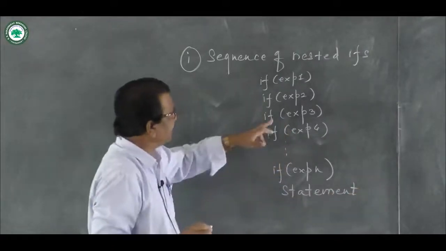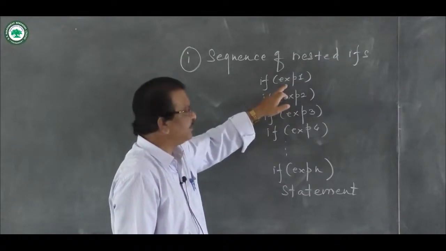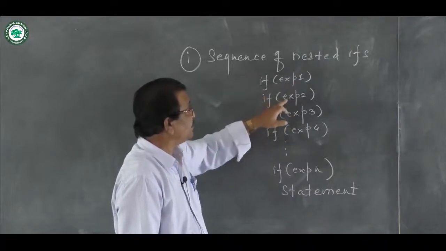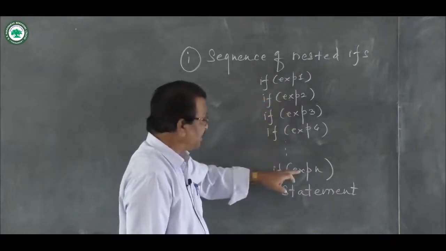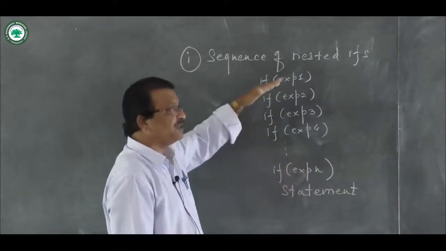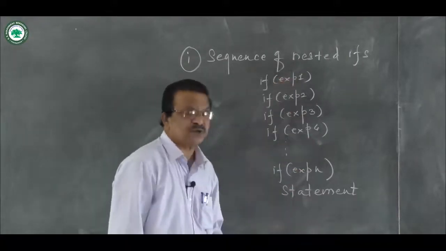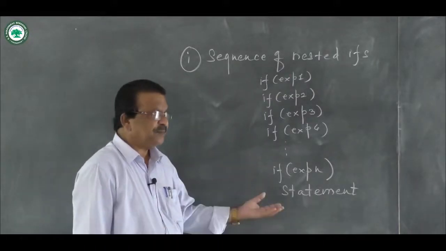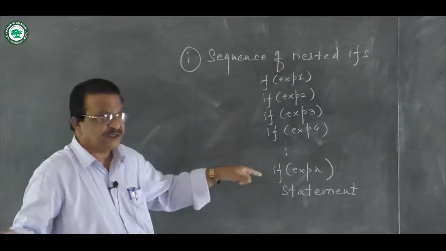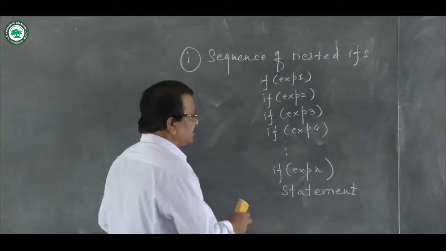Meaning thereby expression 2 will be evaluated if and only if expression 1 is true. Expression 3 will be evaluated if and only if both expression 1 as well as expression 2 are true. Expression n will be evaluated if and only if all previous n-1 expressions are true, and the statement will be executed if all expressions are true. If any of the expressions is found to be false, the statement is not executed at all and the whole chain terminates.